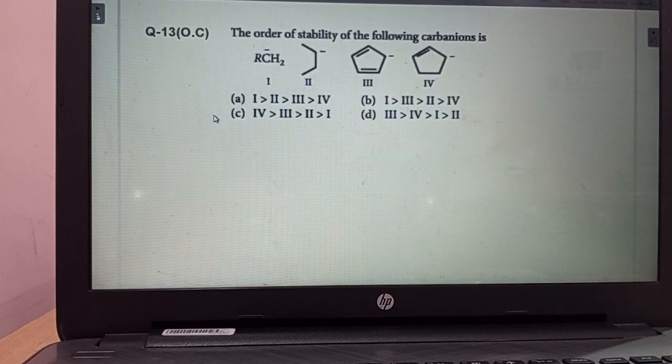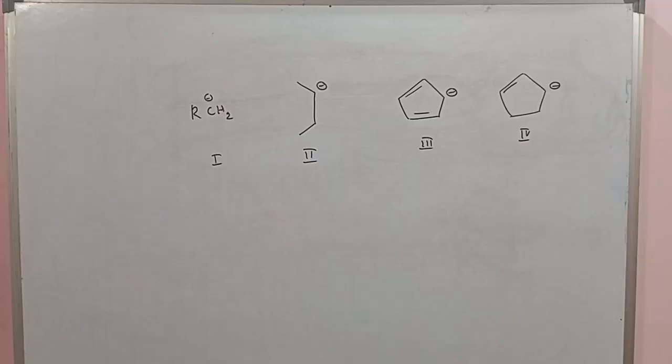The order of stability of the following carbanions. If you observe carefully, how you can understand this is that whenever you have sp2 carbons with negative charge, they are actually stable. That will be understood from the structures given to us. We will take the structures and we will discuss.